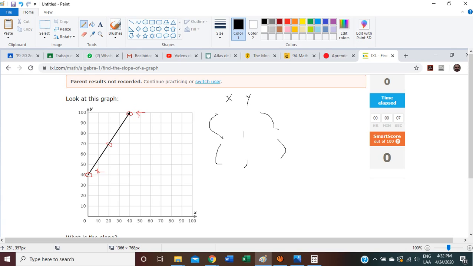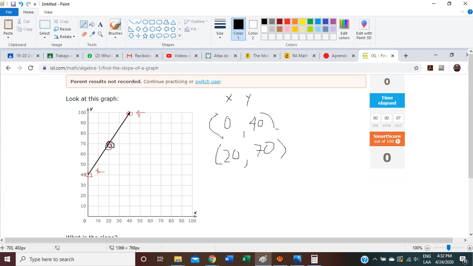So the first one, this one, is 0x and 40y. And the second one is 20x and 70y. Oh, I said I was going to use this one, right? Well, never mind. I am going to use this one. I can use either.